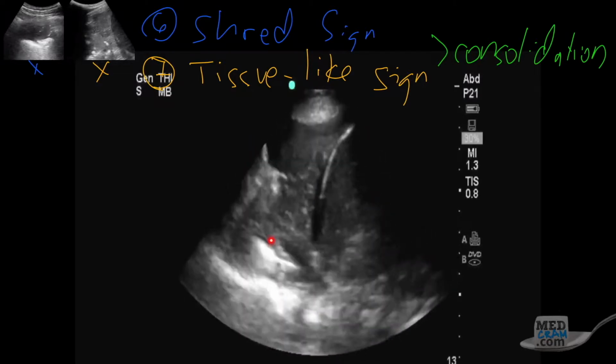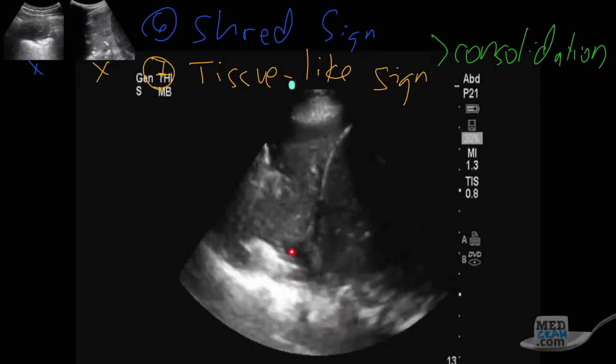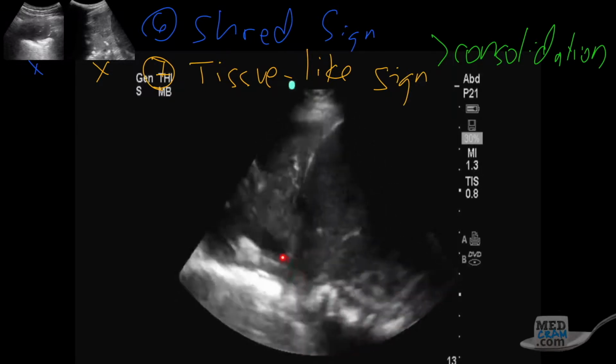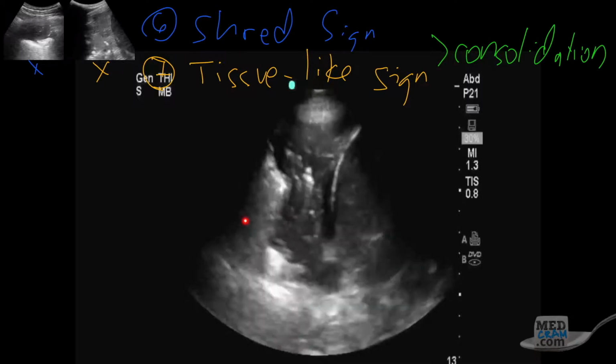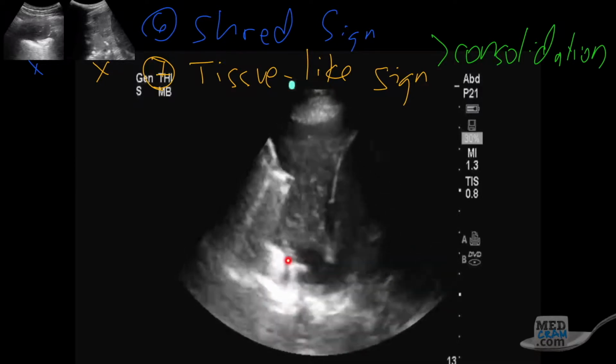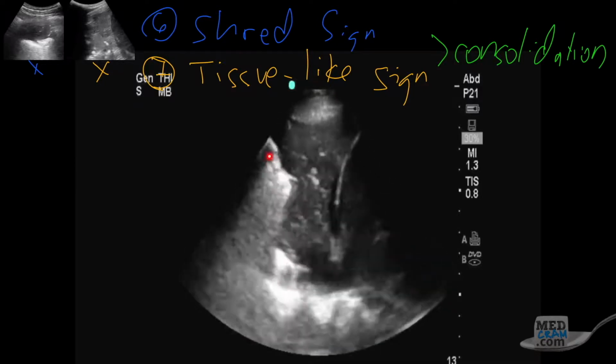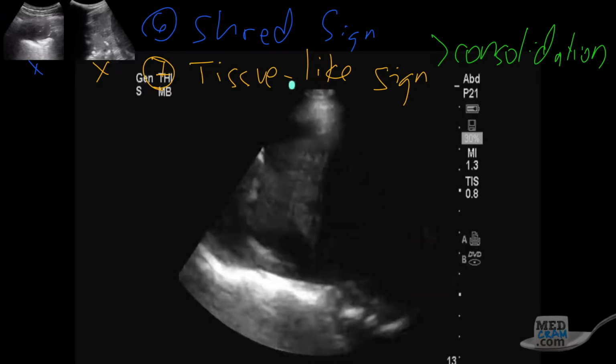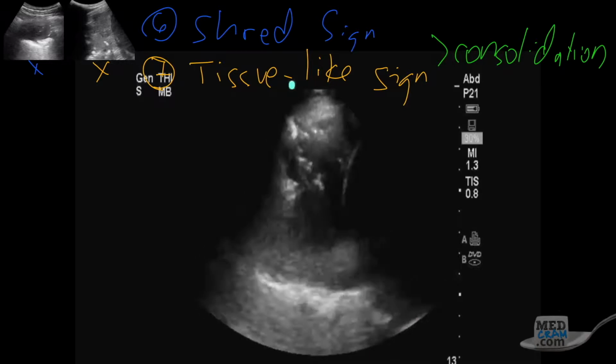It's not the pleural line. It's where the interface between the consolidation of the lung and the aerated lung meet. It doesn't create a straight line like the lung line or the pleural line, but this irregular, shredded-like line. So the shred sign and the tissue-like sign are both signs of consolidation.